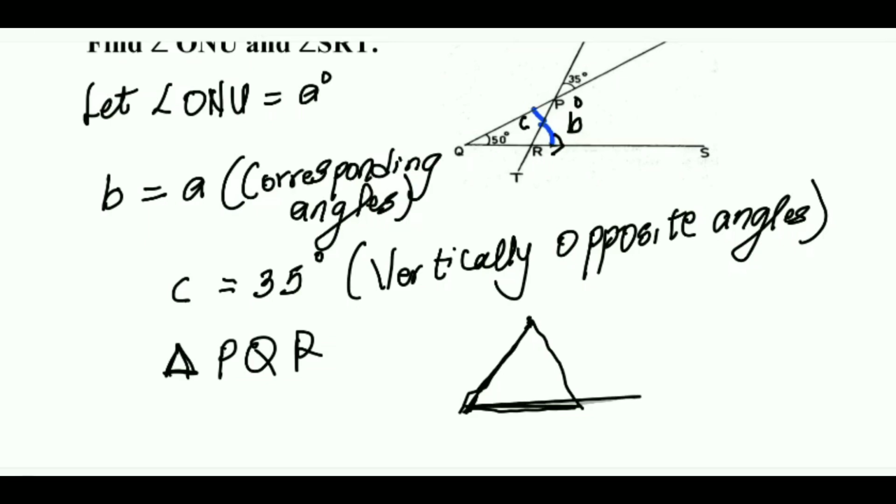Let me call that angle A degrees, for instance. I said let angle ONU be equal to A degrees. That's what we are looking for. And then I want to call this angle B degrees. Can you see that? All right. So the first thing I want to establish here is that A degrees and B degrees are equal to each other. And the reason is corresponding angles.